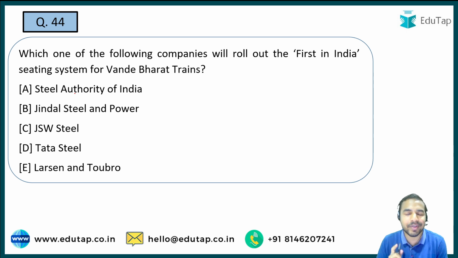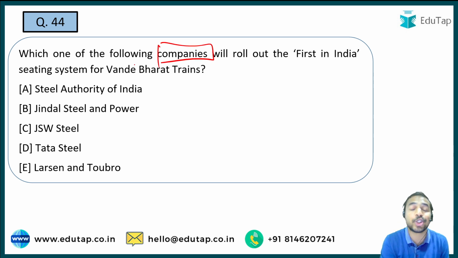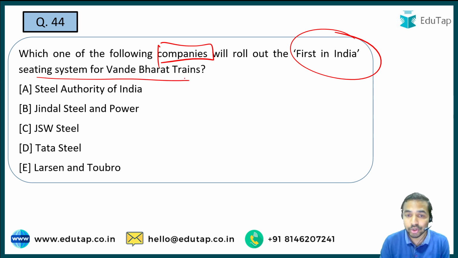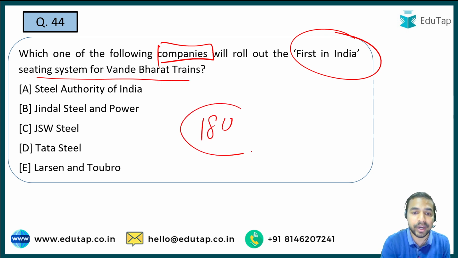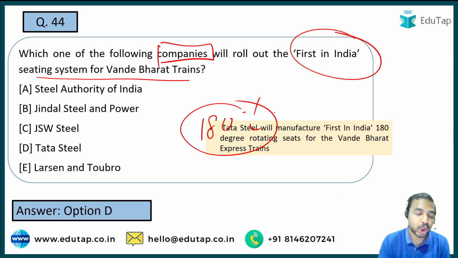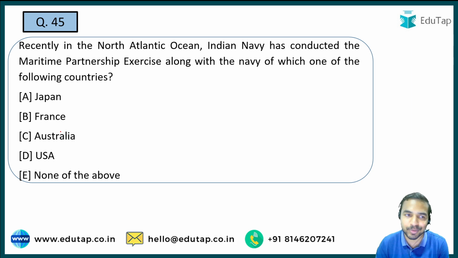So the next question, you are once again required to tell me the name of the company which is going to roll out first in India seating system for the Vande Bharat trains. So basically they are going to launch 180-degree rotating seats for the Vande Bharat trains. So guys, here you are required to tell me what exactly is the right answer to this particular question, the name of the company which has come up with this particular initiative, and here it is none other than Tata Steel. So Tata Steel is the right answer to this question. Let's move on to the next question.